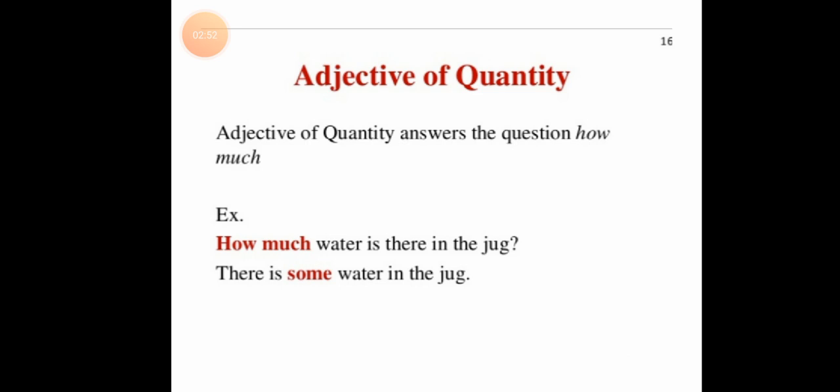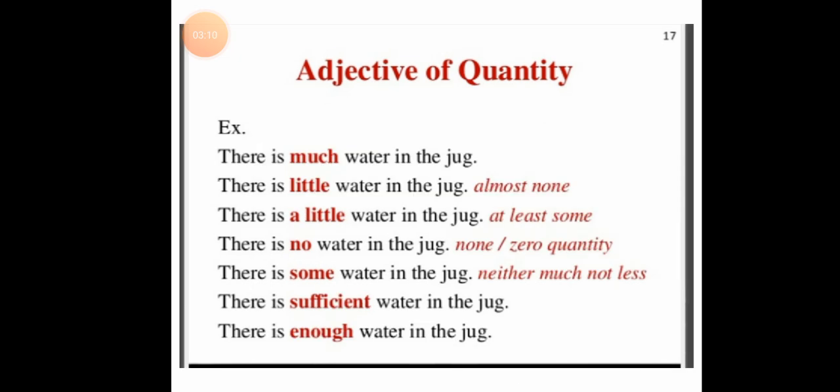Now adjective of quantity. Adjectives of quantity answer the question how much. How much water is there in the jug? There is some water in the jug. See the highlighted words, they are describing the quantity of the noun water. Some more examples: there is much water in the jug. There is little water in the jug, almost none.